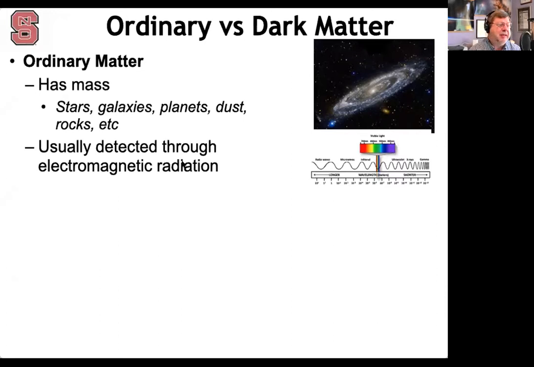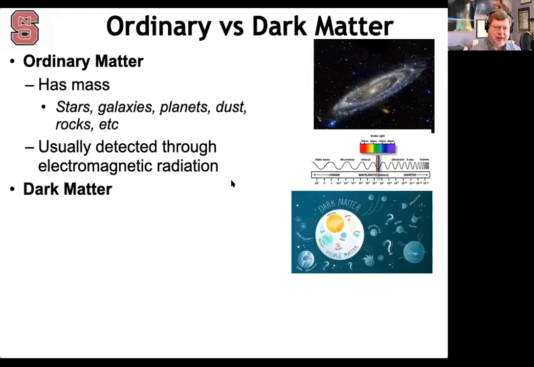And that means that ordinary matter interacts with electromagnetic radiation. It absorbs it, it reflects it, it emits it. Okay, so normal matter and electromagnetic radiation love each other. They have this dance. One creates the other. Electromagnetic radiation is emitted by normal matter, and normal matter will also absorb electromagnetic radiation. Okay, so they are intimately involved with each other.